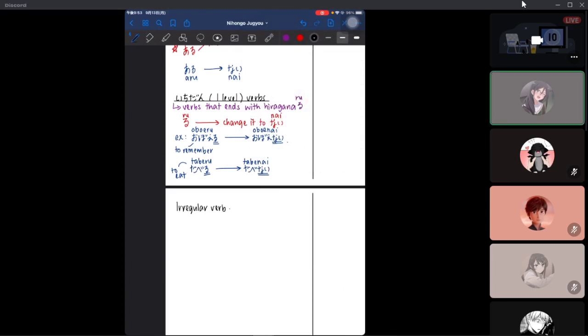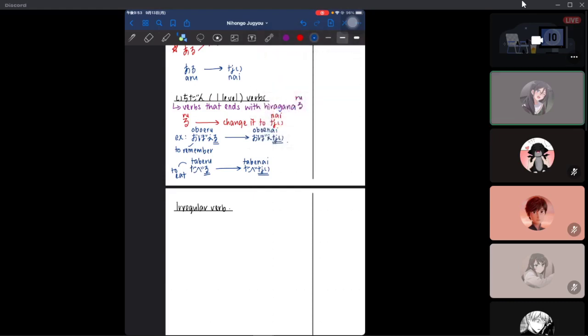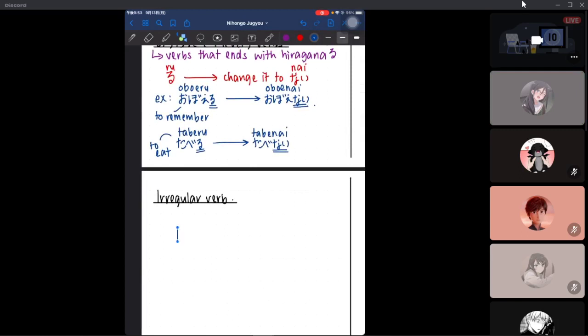So for irregular verbs, there are only two that you have to remember, which is suru and kuru. These are the only two that you have to remember. They belong in the irregular verbs.